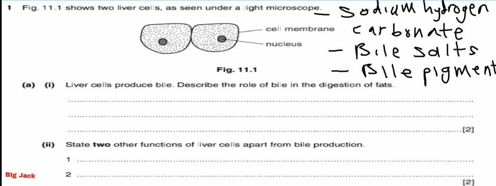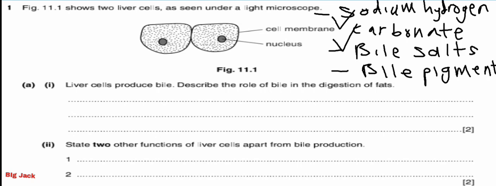Usually, when it comes to the bile pigment, it has no use in the digestion of the fats. You are going to find that this bile pigment only adds color to the feces. So it has no use when it comes to the digestion of the fats. Meaning we are going to consider two things here. The first one is sodium hydrogen carbonate and also the bile salts. So we need to explain the functions of these two.